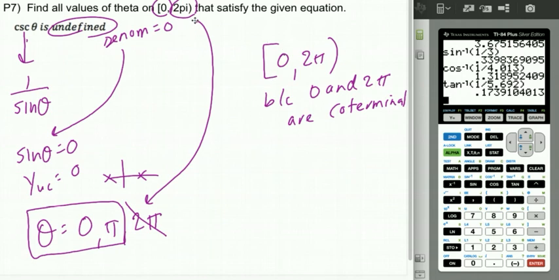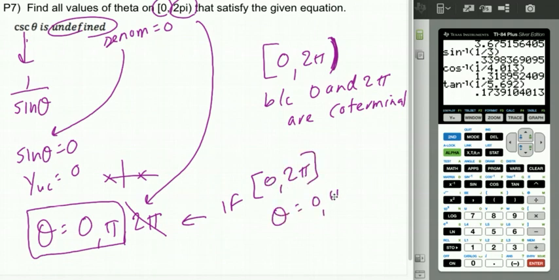So you'll find that very often there's a parenthesis here. Sometimes you'll see there's a bracket. So if it was 0 to 2 pi with a bracket, then my theta would be 0, pi, and also 2 pi, right? But because there's no bracket, it's just those two.